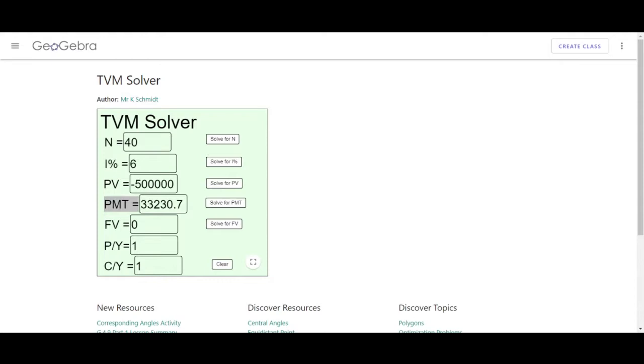I know you might be thinking, what if I forgot to make PV negative? Would that make a difference? Well, let's say for some reason we had this as positive. The only difference here is that this would be negative. But you're not going to take out a negative amount of money. So the answer would just be $33,230.77. In the context of the question, the negative does mean something, but in this question here, you can really just leave that negative sign off.